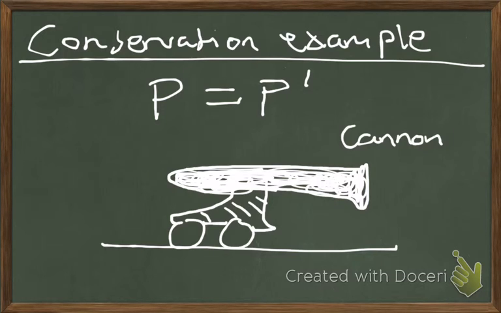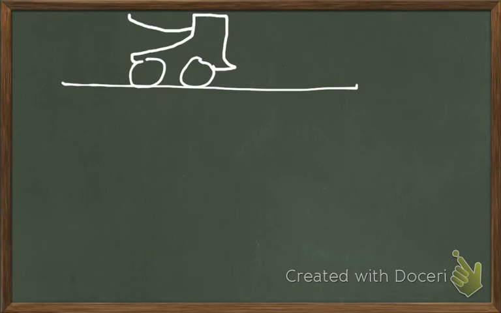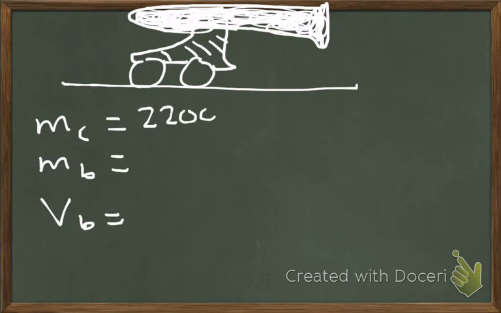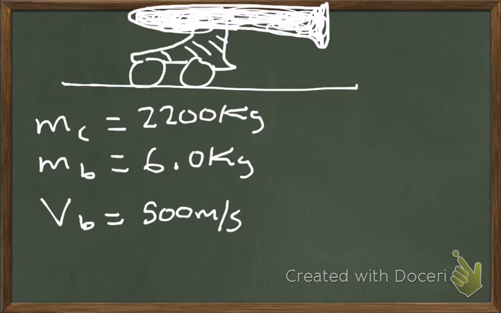So if we look at this cannon right here, before it shoots, the cannon and the cannonball are both at rest. So their initial velocities are 0. That means their initial momentums are 0 as well. Alright, let me redraw it real quick, and let's give some numbers here. So my question is, if I know the mass of both the cannonball and of the cannon, and I know how fast the cannonball leaves the cannon, I want to know how fast the cannon is going to go backwards.